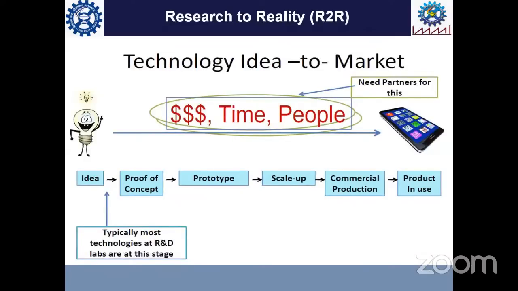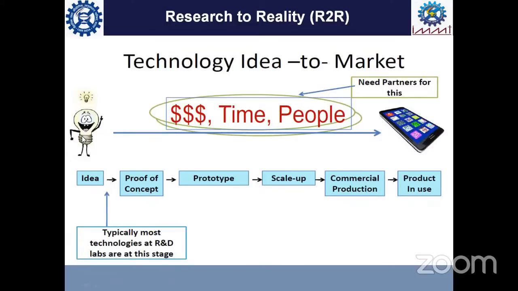How does it happen? Again, we need to look into the entire pathway. It starts with an idea. You need to develop a proof of concept, then make a prototype, then scale it up, then bring your product into the commercial scale. Then maybe if it is acceptable, if it satisfies the customers, your product may come into the market. So, idea reaching the market. However, you need time, energy, people, money, so many things are required.